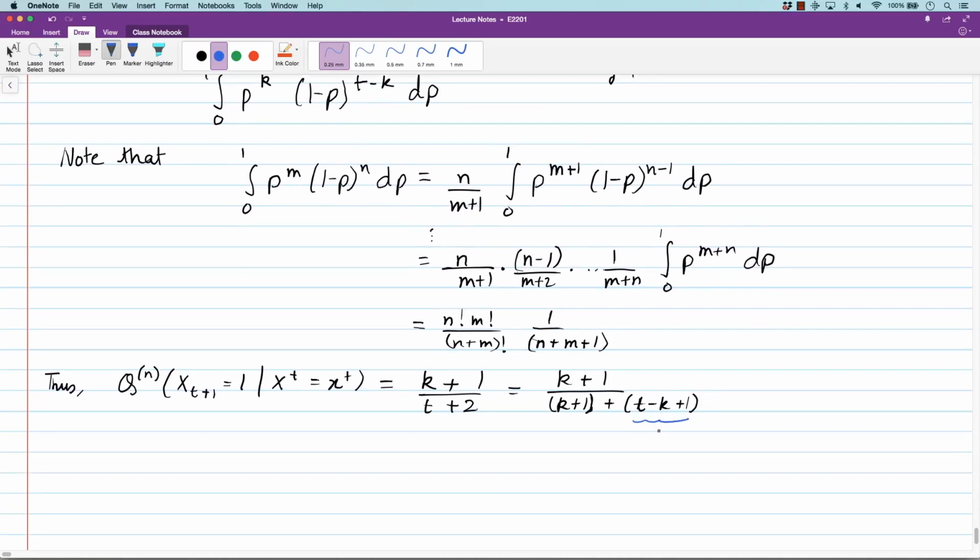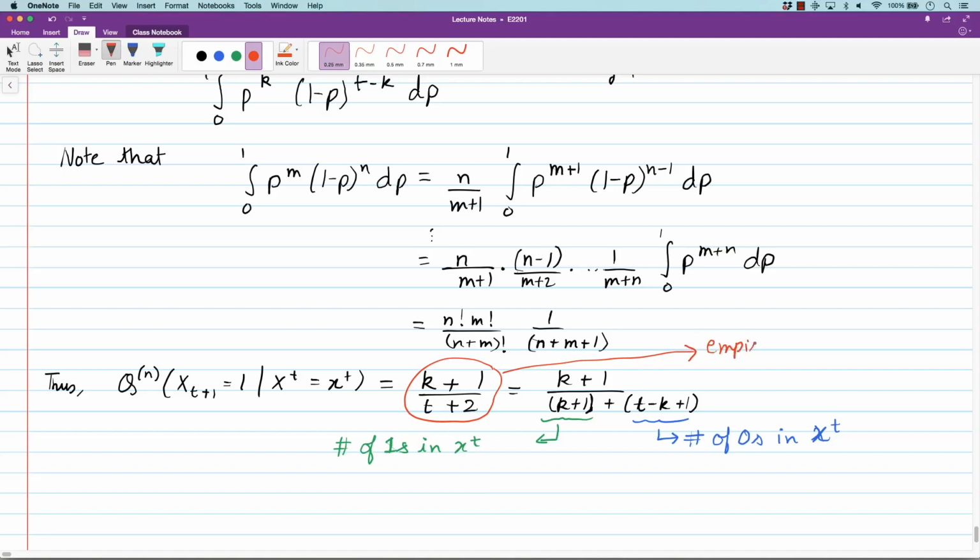So this is the number of zeros in xt, and this part here is the number of ones in xt. And this whole estimate here, this guy here, is the empirical estimate after adding 1 to each frequency.